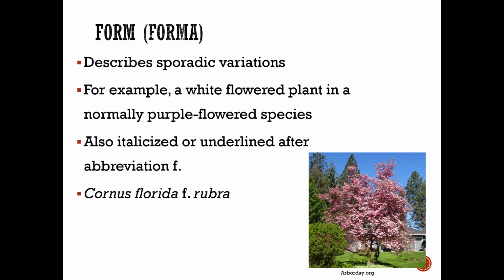Forma or form describes sporadic variations. For example, a white-flowered plant with a normally purple flower species, also italicized or underlined after the abbreviation f. We don't see this a lot on our plant list, but in this case we've got the pink flowering dogwood, which is Cornus florida forma rubra.